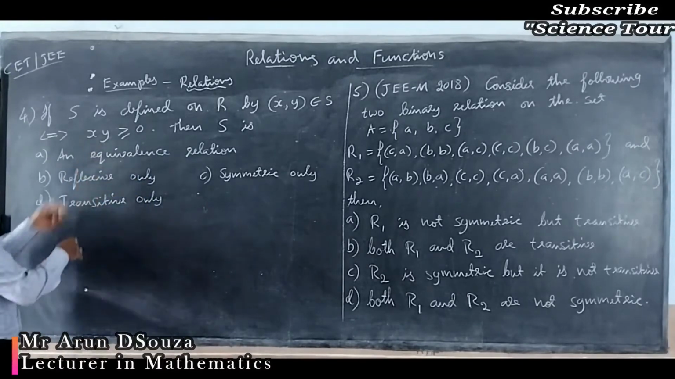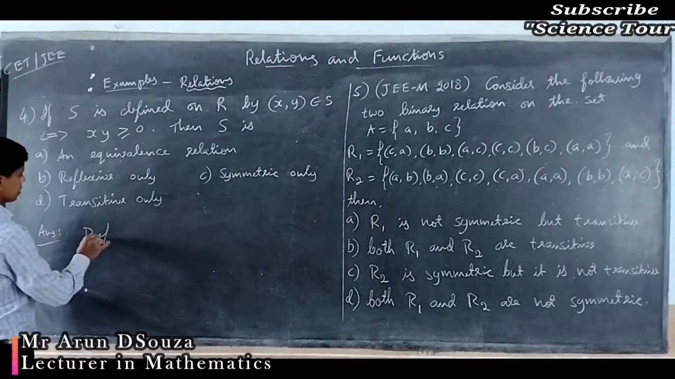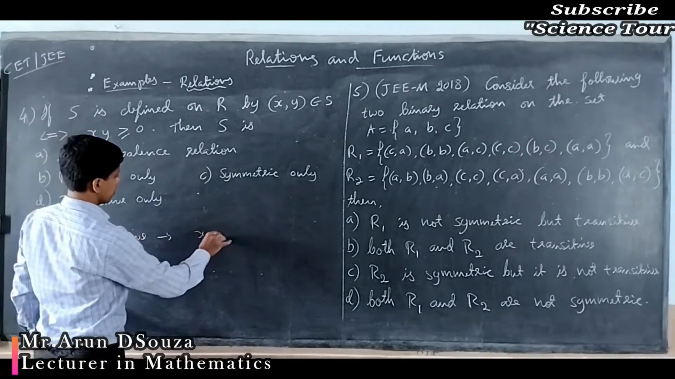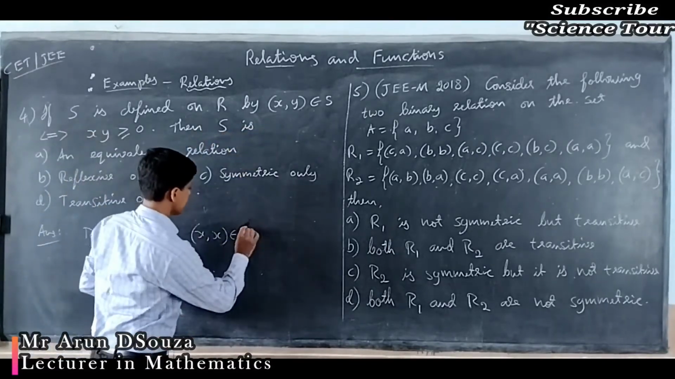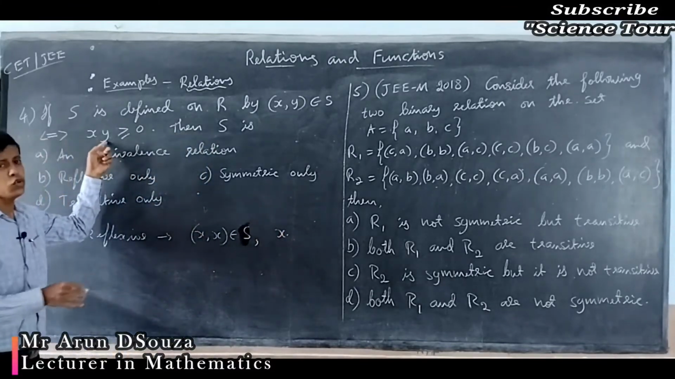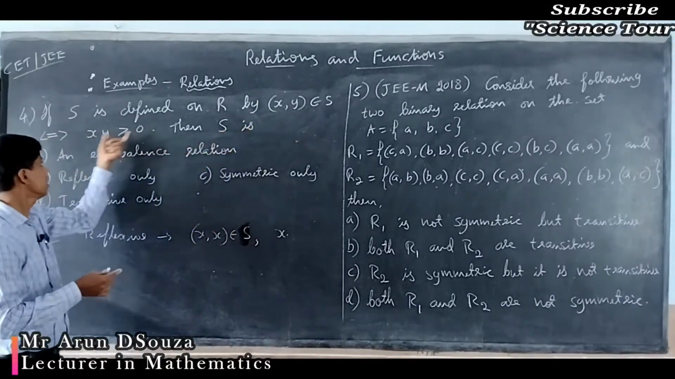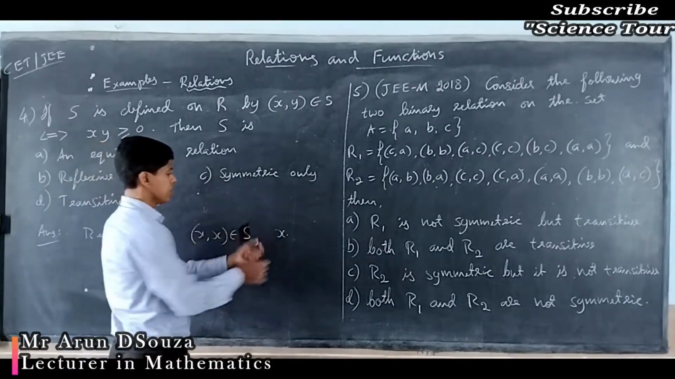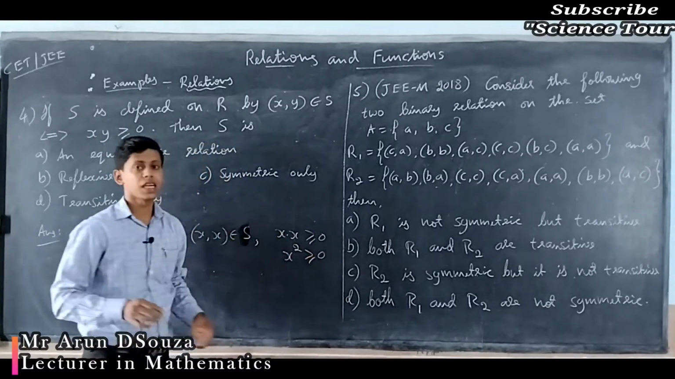Now let us analyze the first thing, that is reflexive. Is it reflexive? If it is reflexive, then (x, x) must belong to the relation. When will it belong? If (x, y) belongs to the relation, then xy is greater than or equal to 0. If (x, x) has to belong to the relation, then x into x must be greater than or equal to 0. That means x square must be greater than or equal to 0.